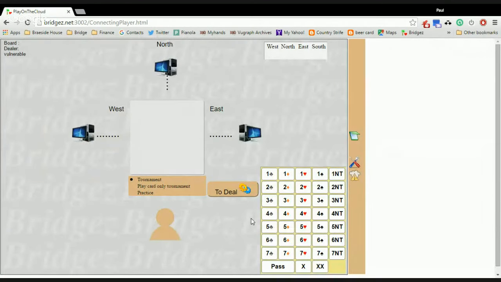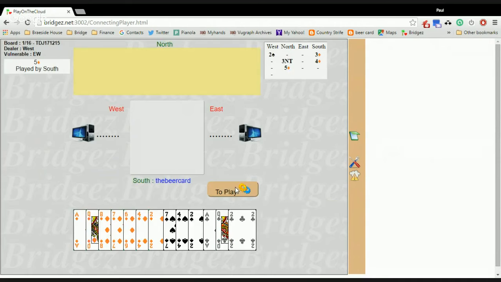If I press to deal now, it'll take me straight to the tournament deal, which is the first hand of the 16 that are available every day. On the right hand side, you can show the convention card and modify the conventions. You probably want to do that because it's not set up how most UK players would play a bidding system. But let's go through to the first deal and see what's happening.